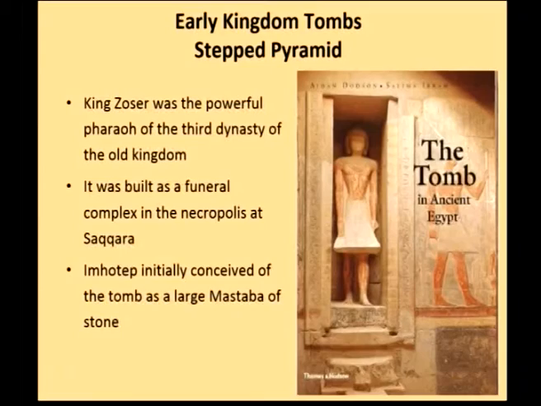Earlier we talked about how the pyramid evolved from mastabas. Next was the step pyramid. The step pyramid was basically conceived by King Zoser. He initially conceived a huge mastaba of monumental scale, but later it turned out to be a step pyramid. It was built as a funeral complex in the necropolis at Saqqara. King Zoser employed Imhotep to build the step pyramid.